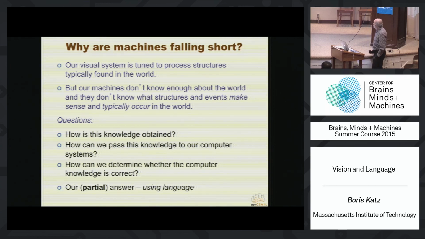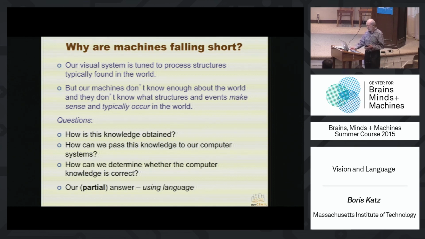Well, so we may want to ask ourselves questions. How is this knowledge that you seem to have obtained? And how can we pass this knowledge to our computers? And how can we determine whether this computer knowledge is correct? Our partial answer is using language. And I bolded the word partial here because clearly there are many other ways humans obtain knowledge about the world.